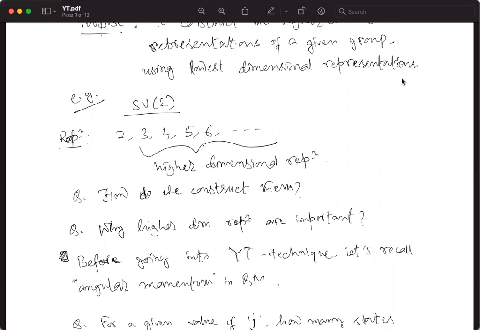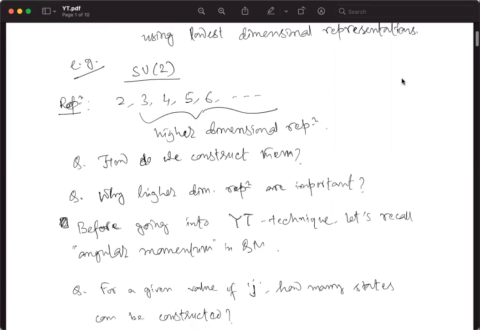The representations are, you can think of, like two-dimensional, 3, 4, 5, 6, and so on. They have these dimensions. Okay. So now the idea is whether we can construct these higher dimensional representations starting from 3, using the lowest dimensional representations, or in other words, what we call the fundamental representation, which is 2. So how do we construct them? The 3 is here, and the other higher dimensional representations apart from 2.